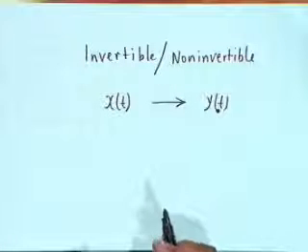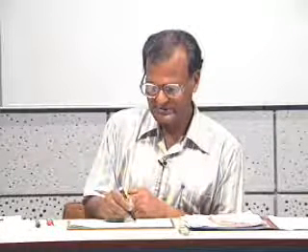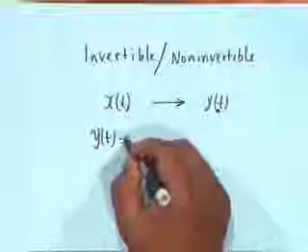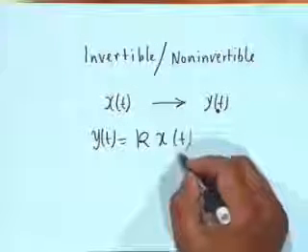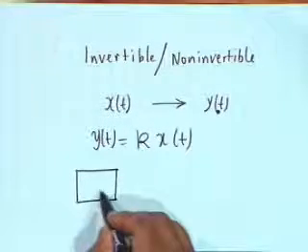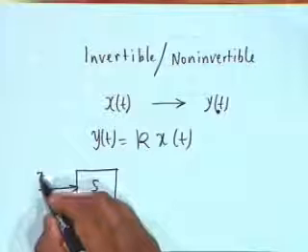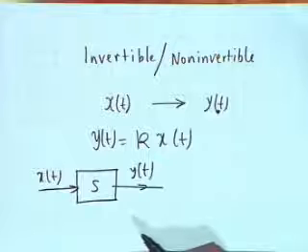So a system S is invertible if a given x of t produces y of t, and a given y of t can be used to produce x of t back. As an example, suppose it's a multiplier. The system simply multiplies by a constant. Suppose y of t is k x of t. Then we have a system S which takes x of t and produces y of t by multiplying by k.